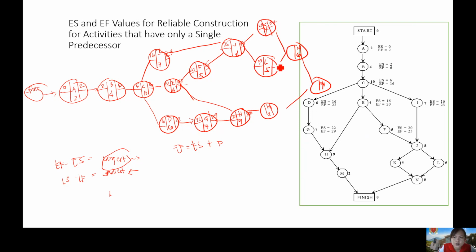So, 33, 38. Okay. Sunod, ito namang M. Isa lang ang pinanggalingan. 38, 39, 40. Okay. Ito naman, 37 tsaka 38. So, syempre, 38. 38 plus 6, 44. Okay? So, therefore, ang ina-expect kong oras dito ay 44 weeks. 44 weeks kong possibly makukomplete ang project. That's the earliest finish or earliest time I can complete the project.